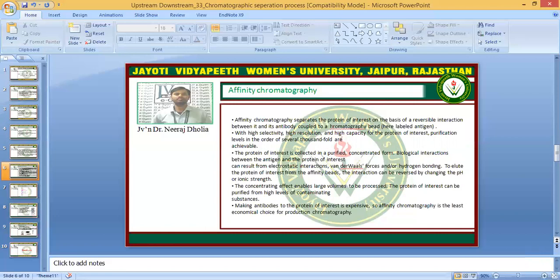Affinity chromatography separates the proteins of interest on the basis of reversible interactions between the protein and its antibody coupled to the chromatography bead. Here is the labeled antigen. In affinity chromatography, the proteins are captured by their antibodies. So antigen-antibody interaction will be there. Generally it is used in pharmacological processes where the antibodies and antigens are produced in animals, and the pure forms of antigens and antibodies are provided for research or clinical purposes.